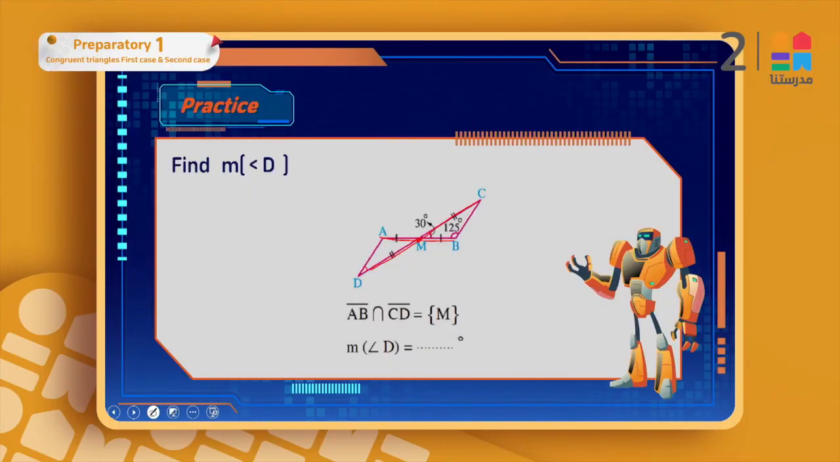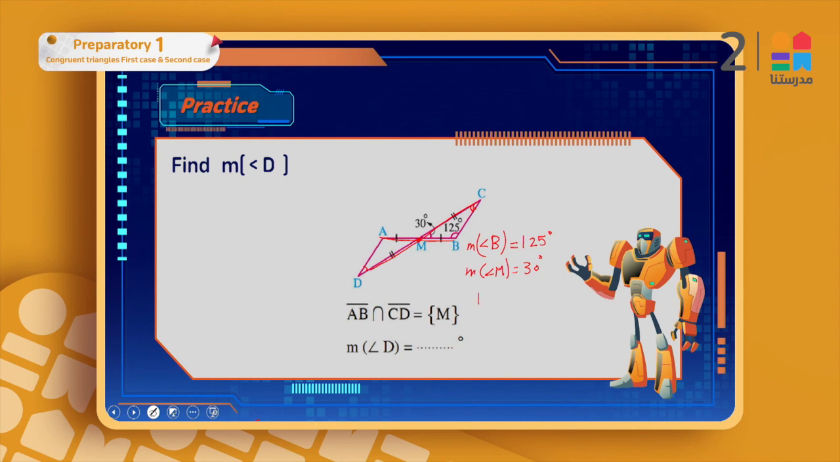First of all, we have to focus on the first triangle. We know two angles from it. The first one is B. The measurement of angle B is given, which is 125. The second one is M. The measurement of angle M is equal to 30 degrees. So how can we find the third one? We can get it by adding both angles, then subtracting from 180.